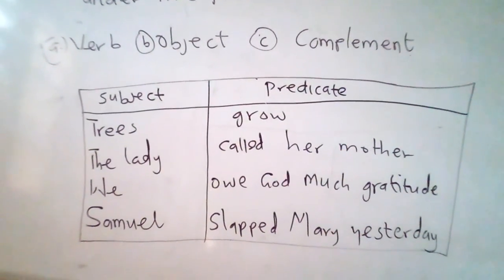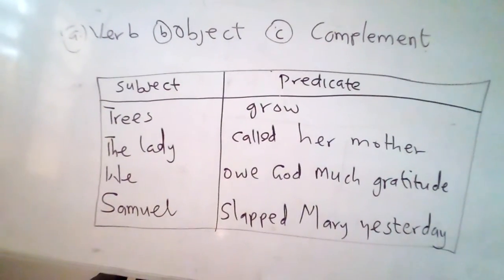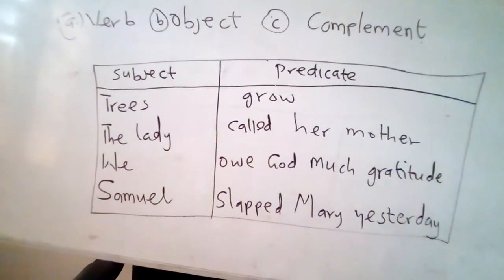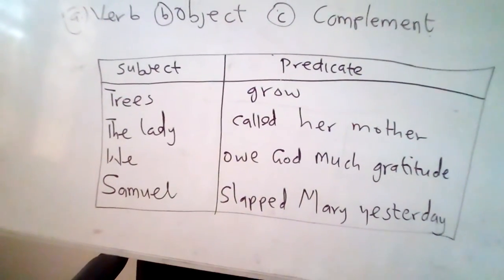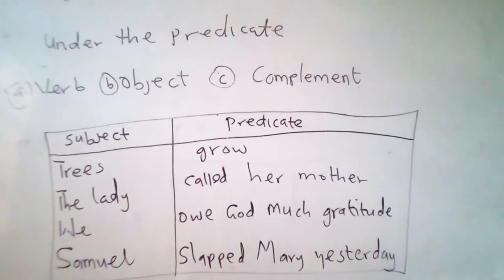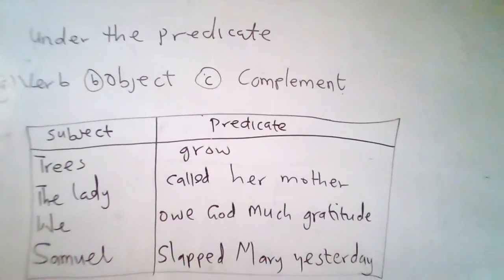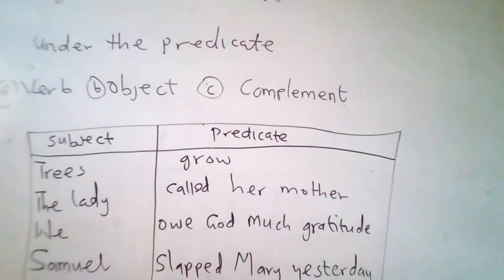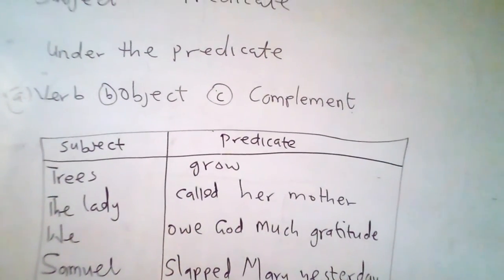So note that all sentences have two mandatory or compulsory elements: subject and verb. No expression can be called a sentence without a subject and a verb. Without a subject and a verb, there is nothing like a sentence. Note, a sentence begins with a capital letter and ends with a full stop, question mark, or exclamation sign. A sentence must have a subject and a predicate in order to express a complete thought.